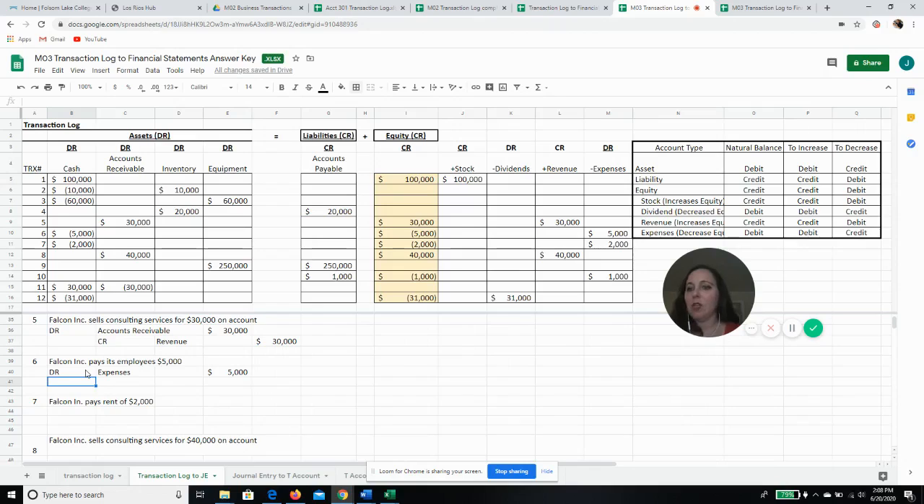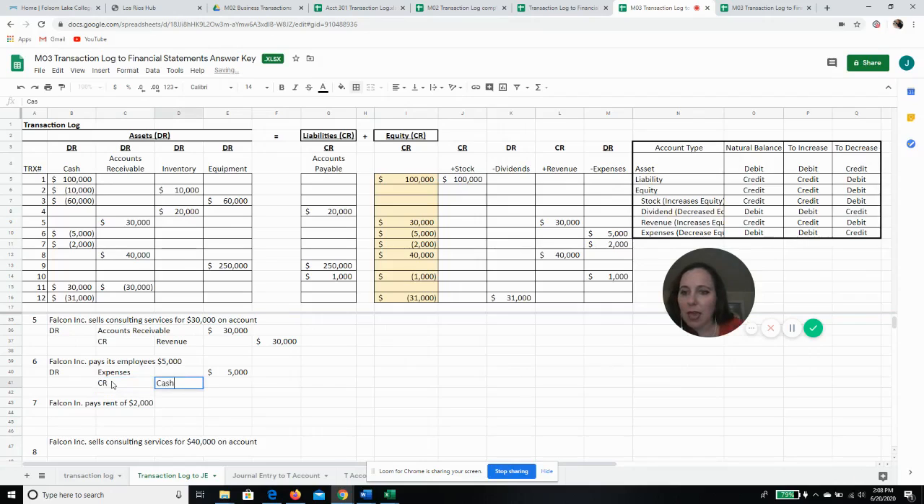All right. So in transaction 6, we also decreased cash. Cash is an asset, and I decrease an asset with a credit. So I'm going to credit cash $5,000. My debits equal my credits, so I am moving on.